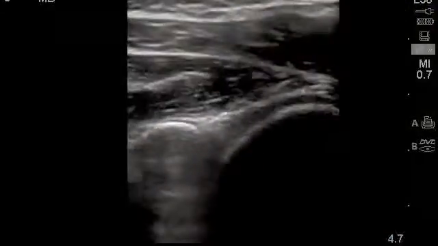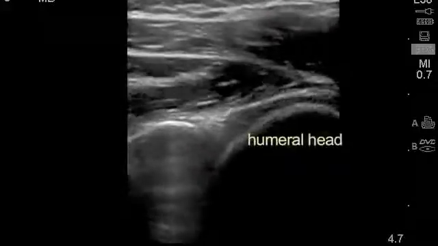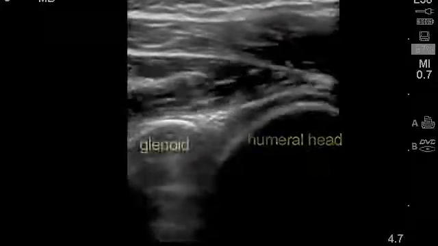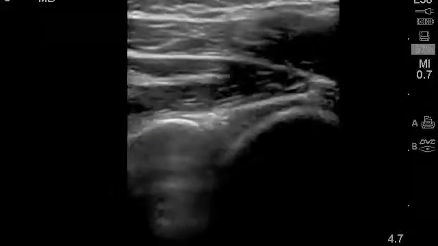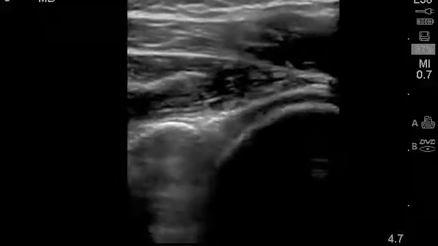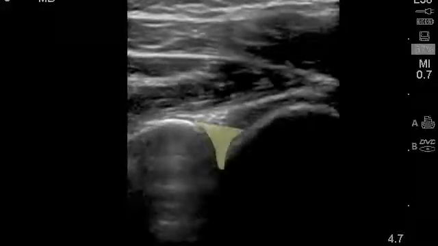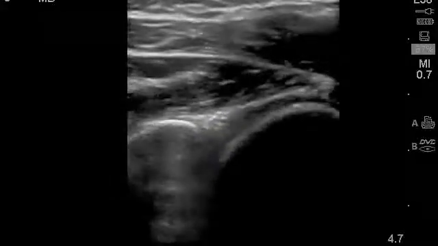If the directional indicator is to the patient's left, the curved cortex of the humeral head will be seen on the right side of the ultrasound screen, and the flat cortex of the glenoid on the left. Movement of the humeral head may help confirm the anatomy. The hypoechoic space between the glenoid and the humeral head represents the joint space and is the target for injection.